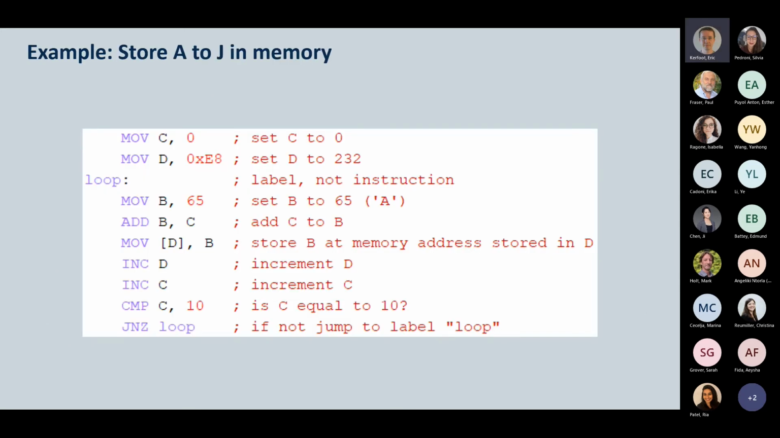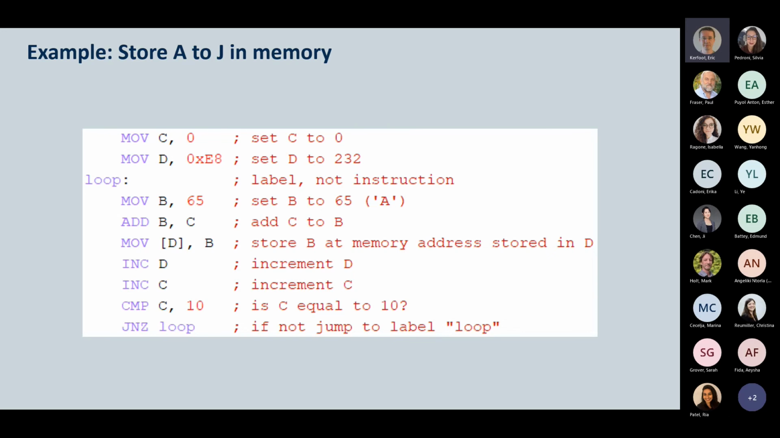So if we look at a slightly more complex program here, what this is going to do is store into memory the letters A to J in caps. And the way we are going to do this is to store a value in C that increments over time. So it starts at 0 and goes up to 10. We're going to store an address at D, and an address is just a numeric location in memory that we're using at any particular time. And that is going to be incremented as well as we move forward through memory.